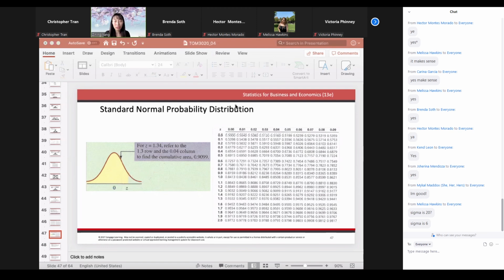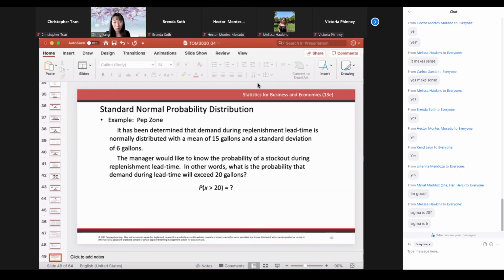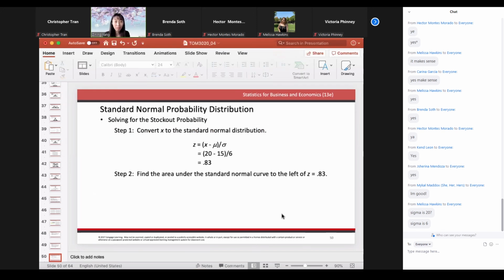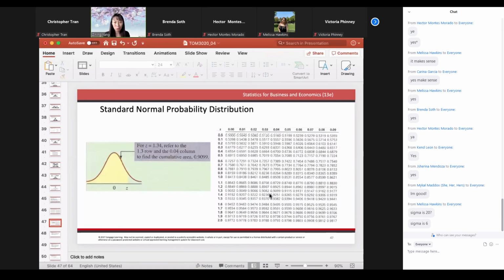Now we wanted to see what is the probability of X greater than 20. Right here, with a mean of 15 and a standard deviation of 6, what's the probability of X greater than 20? So we use the formula Z equals X minus mu divided by sigma. So 20 minus 15 divided by 6, Z equals 0.83. That's the Z score.